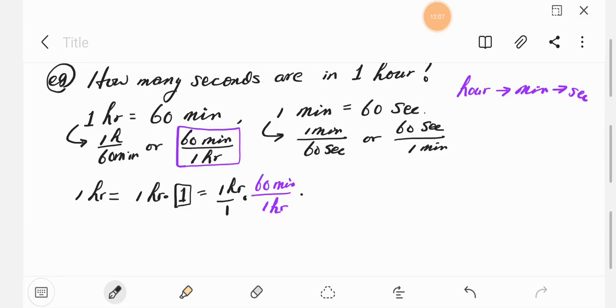And then let's change this minute into second. So in this case, which one do you want to use? As you see, you can cancel out this hour, right? So what we have is 60 minutes only. Now you can convert this minute into second. So instead of writing it again, let's write everything at once.